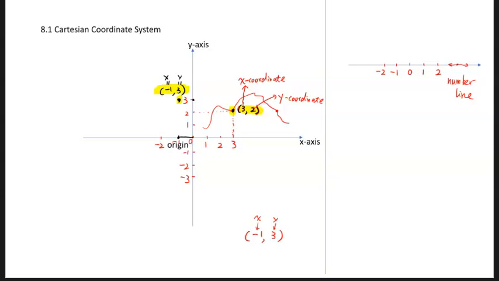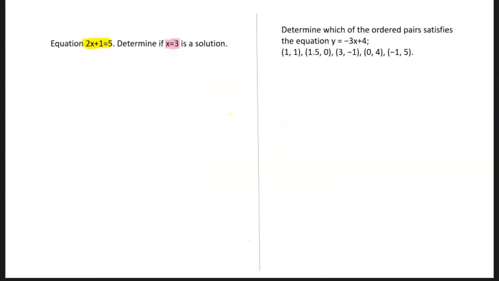So with the coordinate system, we are able to connect geometry and algebra. An algebraic expression can be graphed as a geometric shape, and vice versa. A geometric shape can be expressed in terms of an algebraic expression. So now let's look at the algebraic expression here, which is y equals negative 3x plus 4.